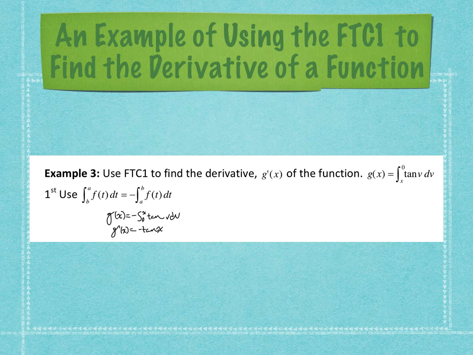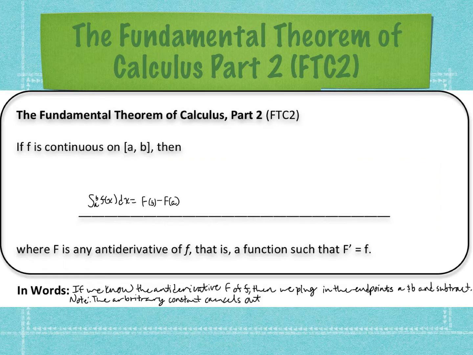So here's an example using the Fundamental Theorem of Calculus part 1 to find the derivative of a function, because that's what this part does. In this example, we'll use FTC1 to find the derivative g prime of x of the function g of x equals the integral from x to 0 of tangent v dv. So we'll use the fact that the integral from b to a of f of t dt equals the negative integral from a to b of f of t dt, and when we do that, we get g prime of x equals negative tangent x.